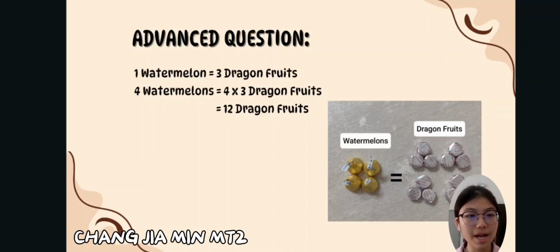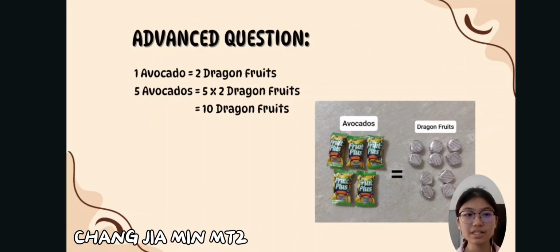So if you want 4 watermelons, we need to multiply the 3 dragon fruits by 4. So 4 multiplied by 3 is equal to 12. So 4 watermelons is equal to 12 dragon fruits. Next, 1 avocado is equal to 2 dragon fruits. So if you want to find 5 avocados, we need to multiply the 2 dragon fruits by 5. So we know that 5 avocados is equal to 10 dragon fruits.